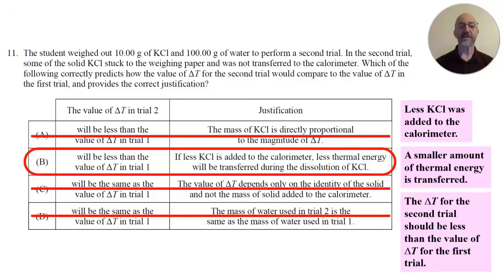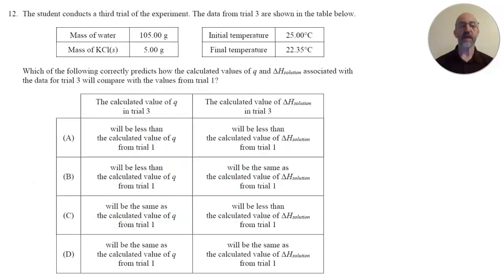Now let's go ahead and take a look at question 12, which is still related to this same calorimetry experiment involving potassium chloride. So question 12 says the following. The student conducts a third trial of the experiment, and the data from trial 3 are shown in the table below. Now you will recall that in trial 1, 10 grams of potassium chloride was used, but here in this trial, 5 grams of potassium chloride is used.